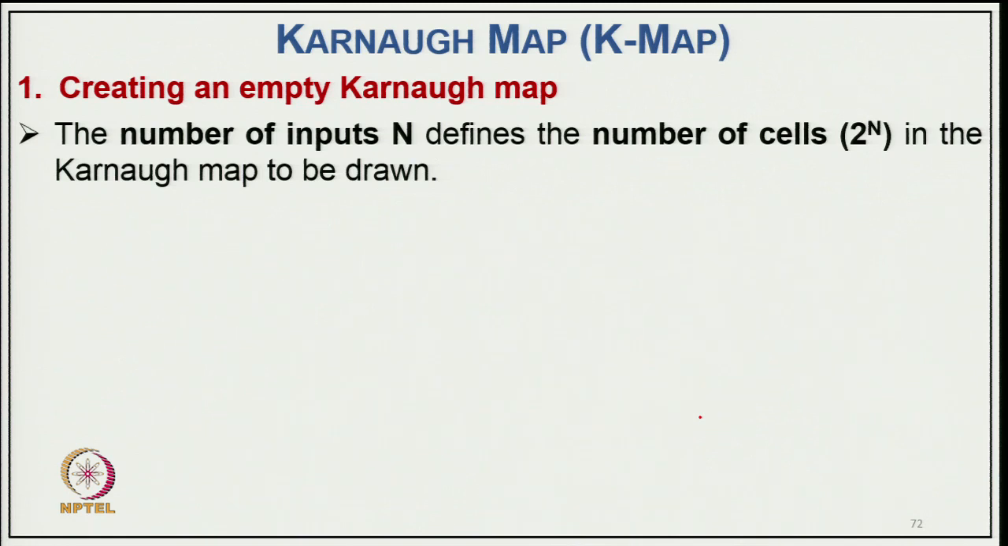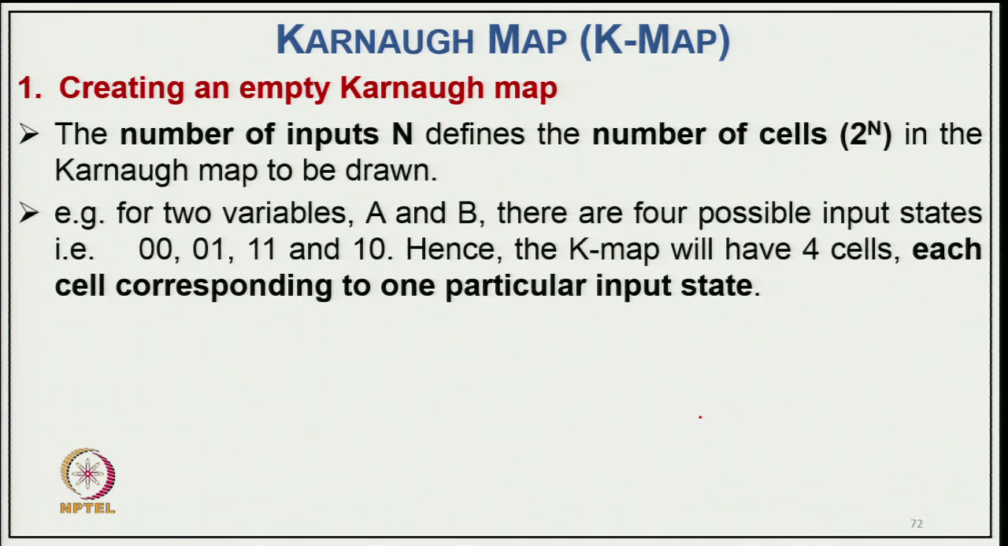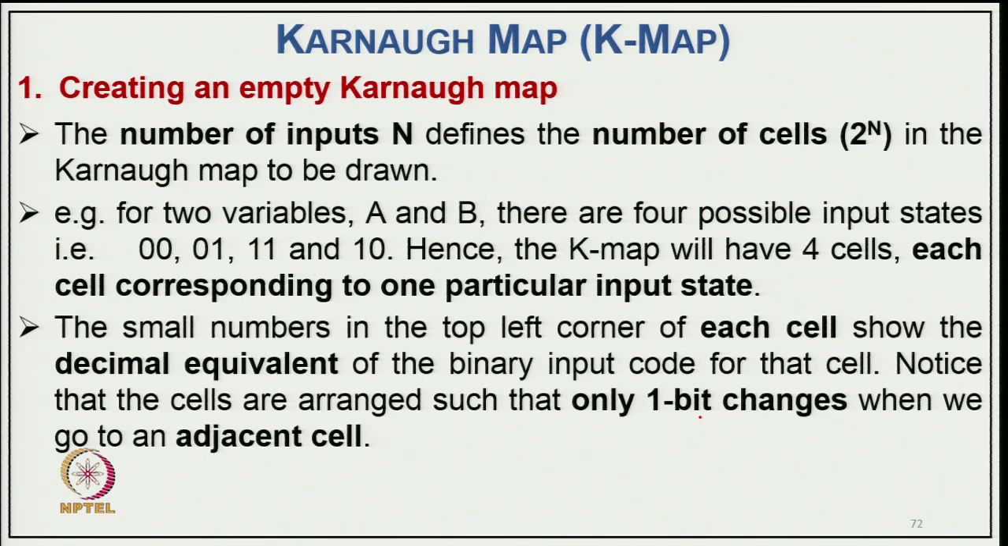Now, the first step is to create the empty Karnaugh map. The number n of inputs defines the number of cells in the Karnaugh map to be drawn. For example, for two variables A and B there are 4 possible input states: 0 0, 0 1, 1 1 and 1 0. Hence, the Karnaugh map will have 4 cells, each cell corresponding to one particular input state.